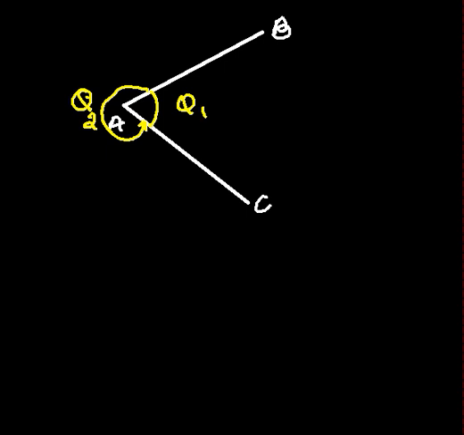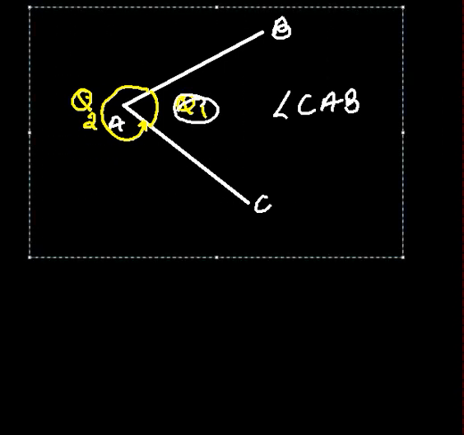And the angle theta can also be specified as angle CAB. That is how we can call it. That is the angle theta 1. And we can also specify as many angles as possible.